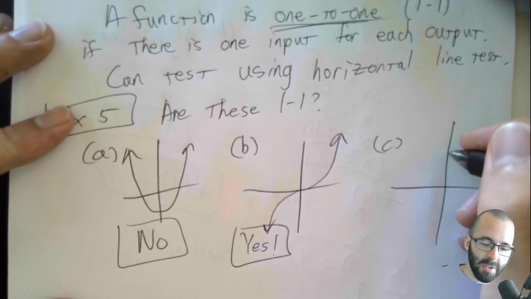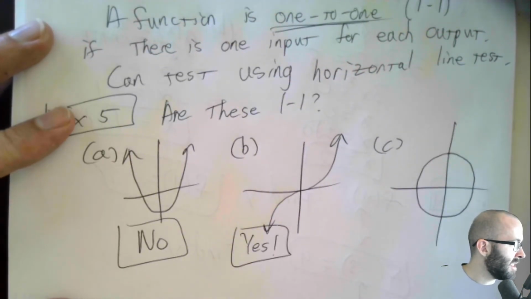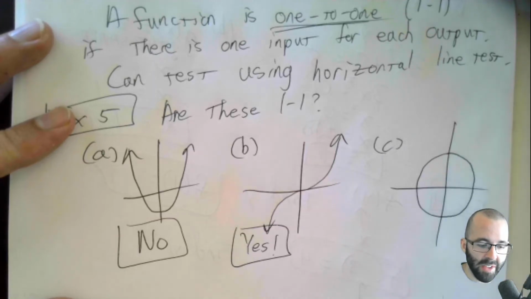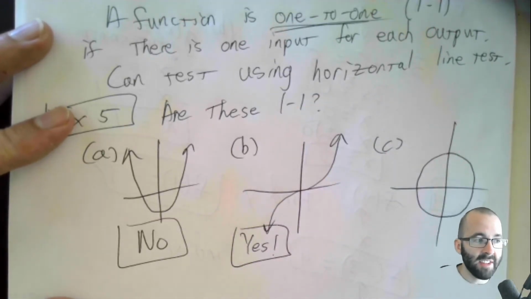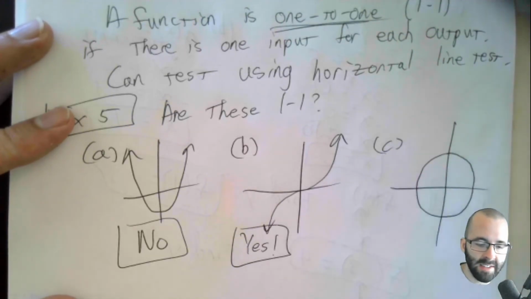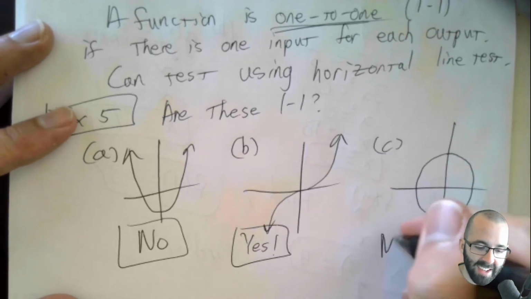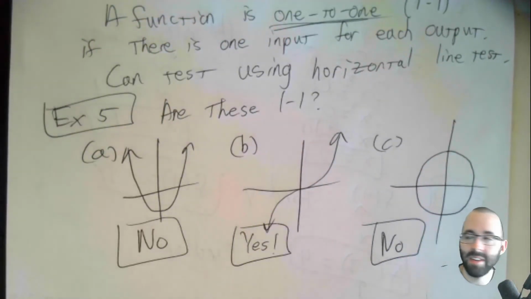Part C, we could look at a circle. And the thing about a circle is, this is not even a function to begin with. This can't be a one-to-one function. It fails the vertical line test, let alone the horizontal line test. This just fails in every single way that it's possible to fail. So no, not one-to-one.